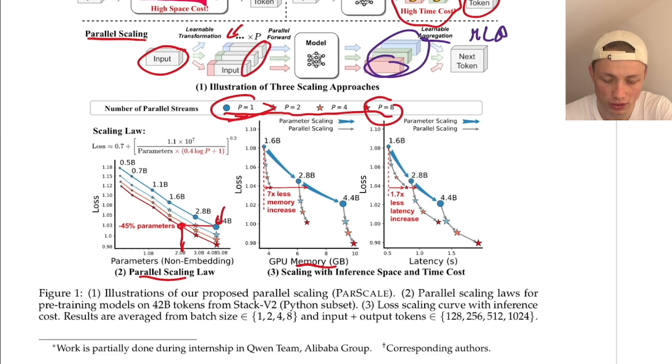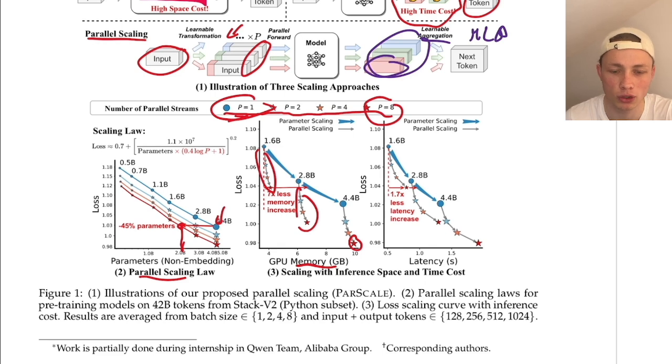So on the x-axis we see the GPU memory, and on the y the loss, and we can see, okay, with P equal to 8 we achieve with a similar GPU memory a much better loss. Okay, and we see this for all those models. So they trained here 3 models, with 1.6 billion parameters, 2.8 and 4.4. And also the latency goes down. So I would say it's pretty interesting what they found out.